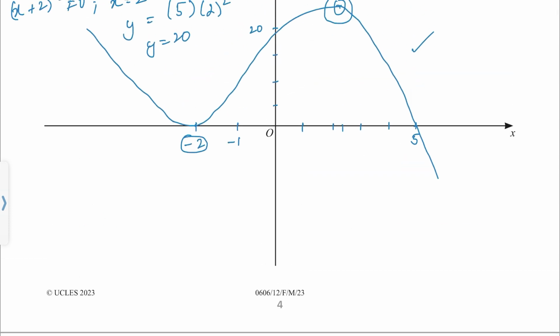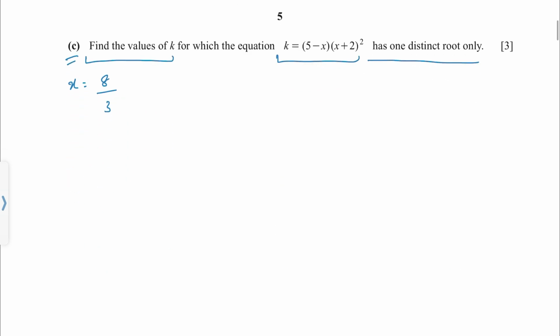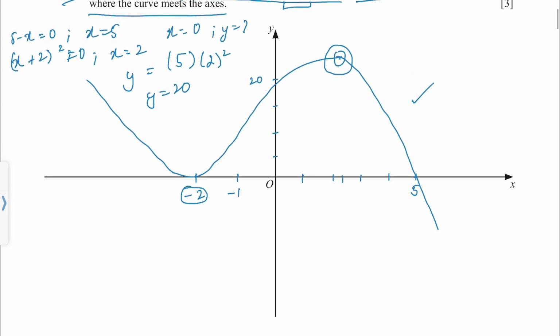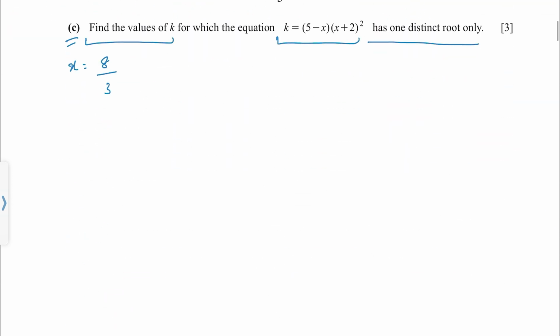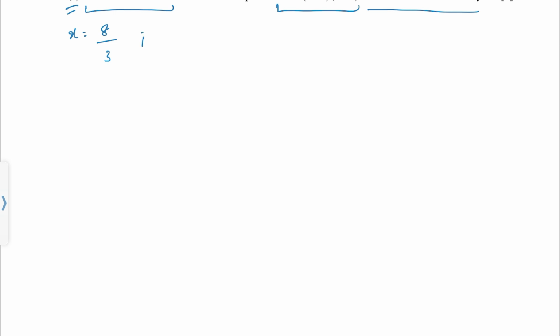Now, why didn't we use x equals to minus 2? So I discussed it earlier that the root will be on the maximum point here. So we'll be calculating the value of y here. We'll get the value of y as 1372 over 27 by plugging in the x equals to 8 upon 3 value here.